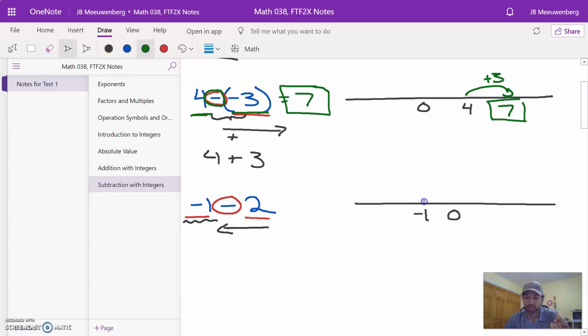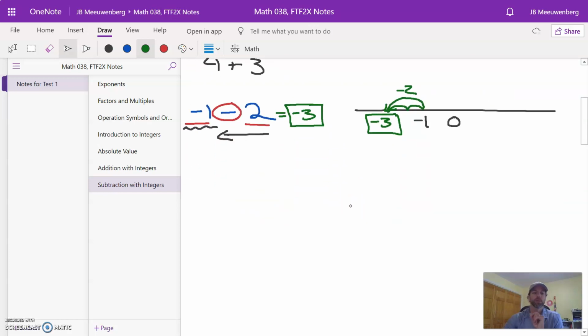So I'm going to start here and go 2 spots back this way. So I start at negative 1, negative 2, negative 3. This is where I'm going to end up. So negative 1 minus 2 is equal to negative 3.